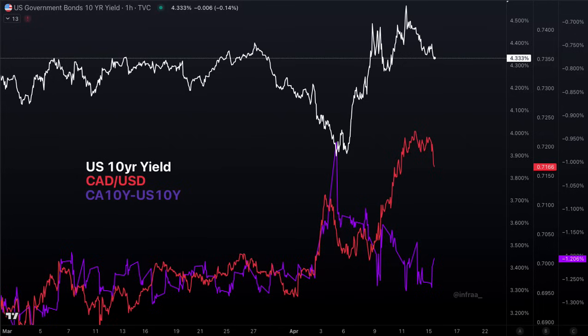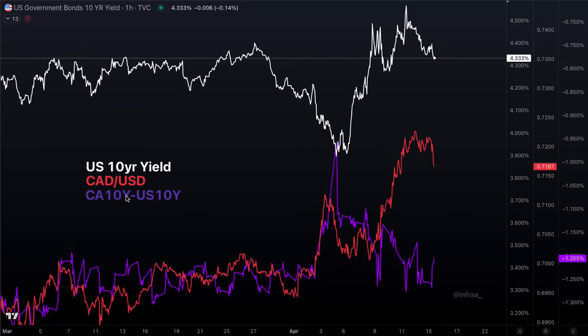US Treasuries Part 2. We're going to go over Canada and Great Britain, England. Here we see Canada. In red, we see the Canadian dollar. So the Canadian dollar is the numerator. So as this red line is increasing, that means Canadian dollar strength, US dollar weakness.